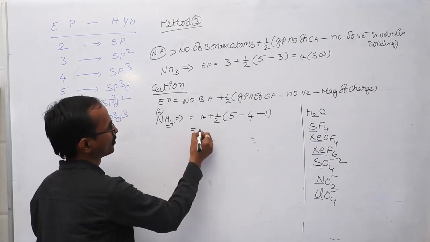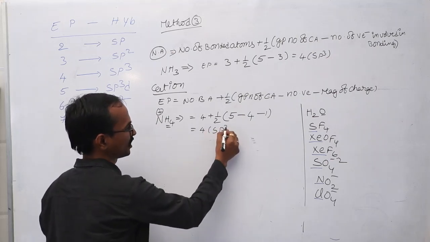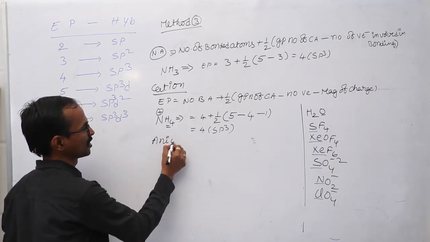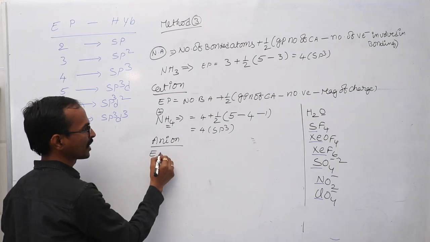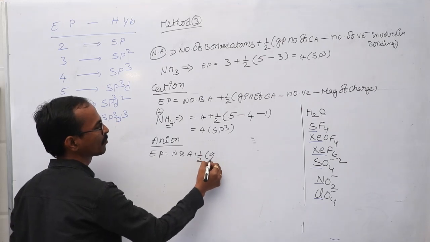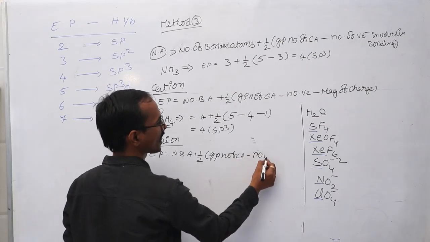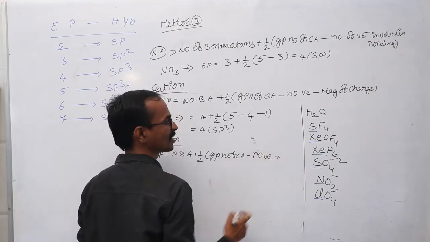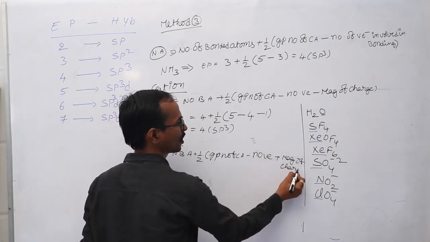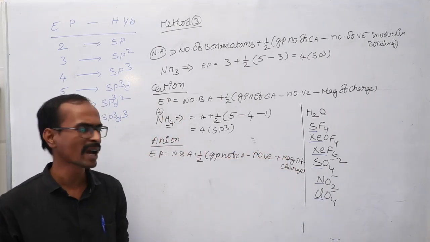So the electron pair number is 4 and the hybridization will be sp3. In the second method, next, in anion, same formula. Electron pair number is equal to number of bonded atoms plus half into group number of central atom minus number of valency electrons as anion is given plus magnitude of charge. Already in the second method I described SO4 minus 2.